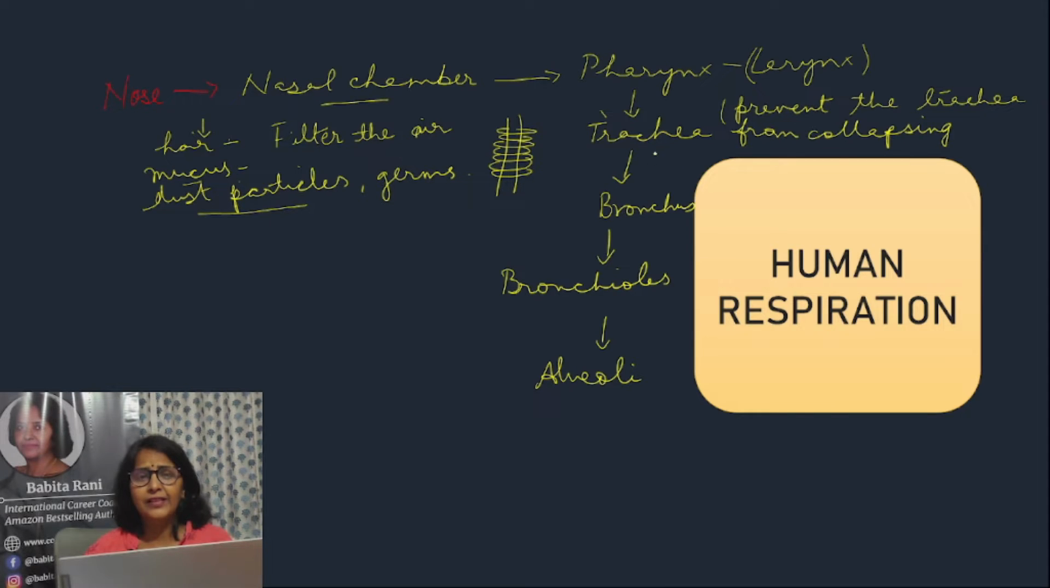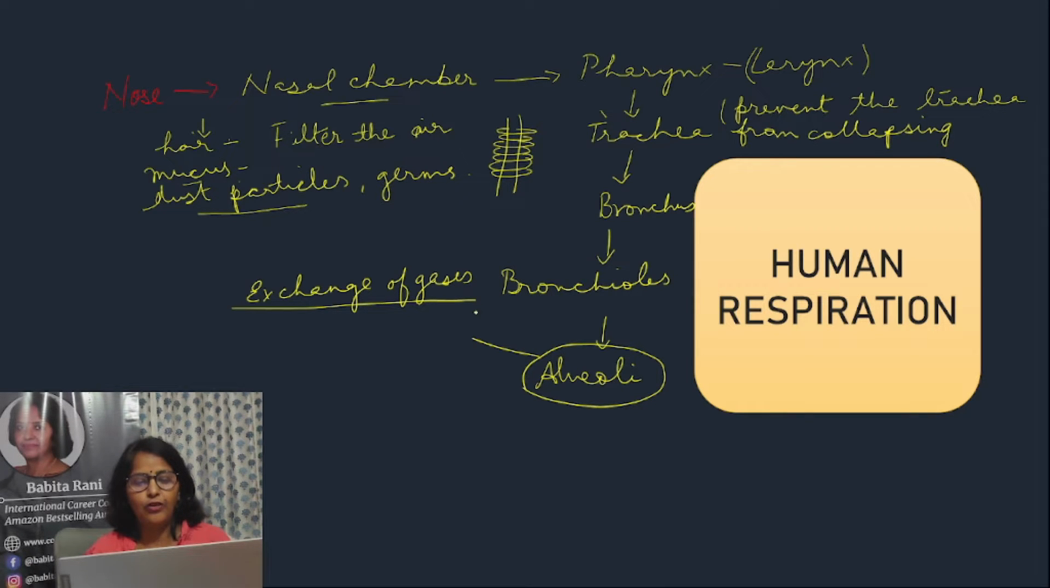Now what happens? From the trachea, it is divided into two different parts, known as bronchi, and each part goes into the lungs. Inside the lungs, the bronchus is further divided into bronchioles, and at the end of it we have the alveoli, where exchange of gases takes place. So exchange of gases takes place at the alveoli.